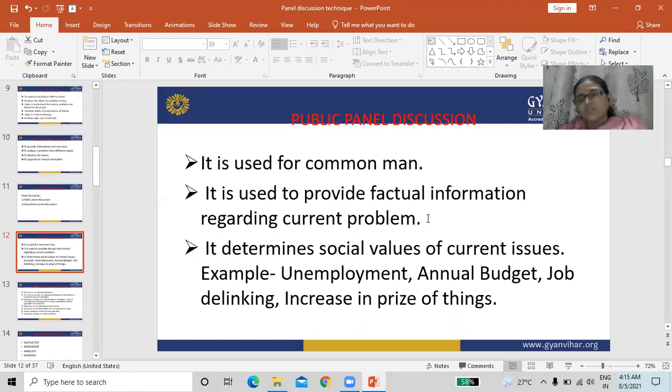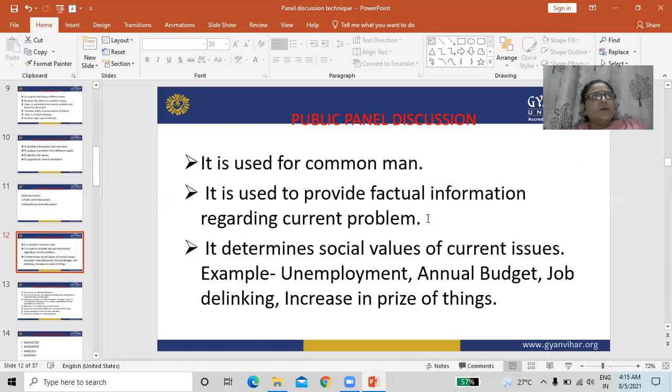As you watch on TV, some news channels provide us public panel discussion, and panel members discuss the current problem, and they discuss all aspects and all angles of the problem. So a public panel discussion is used to provide factual information regarding current problems. It determines the social value of a current issue.